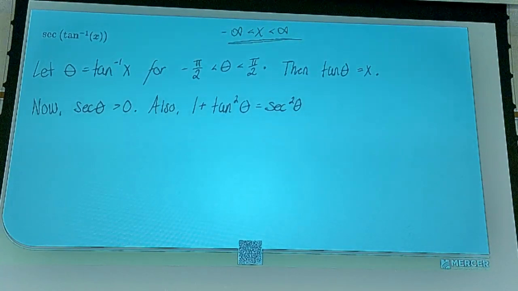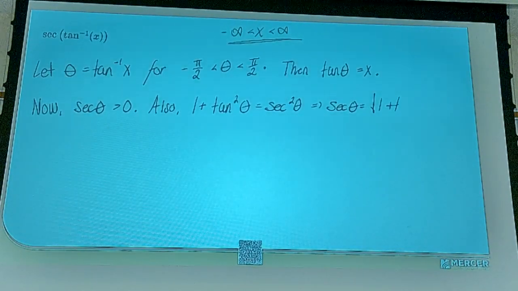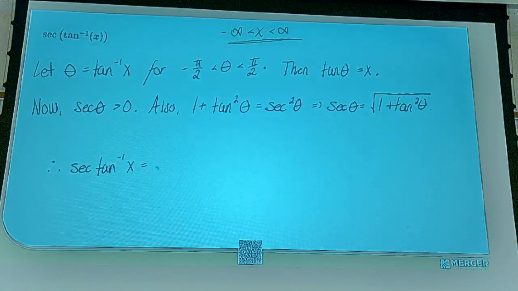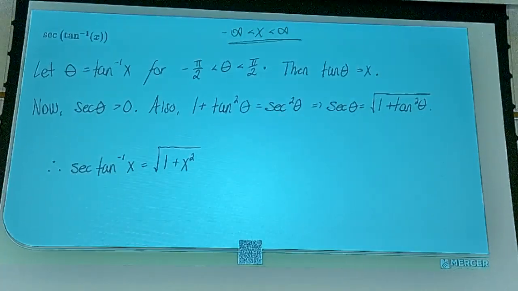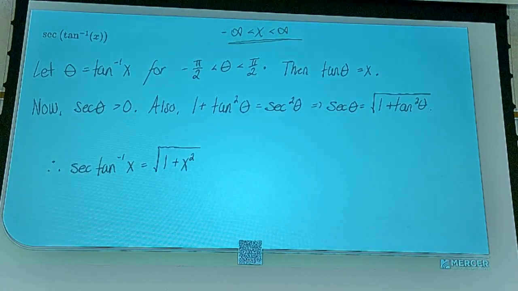We also know that 1 plus tangent squared is secant squared. No, this one's really simple. Secant would just be the square root of 1 plus tangent squared. Tangent of theta is x. Secant of the inverse tangent of x would just be the square root of 1 plus x squared, right?